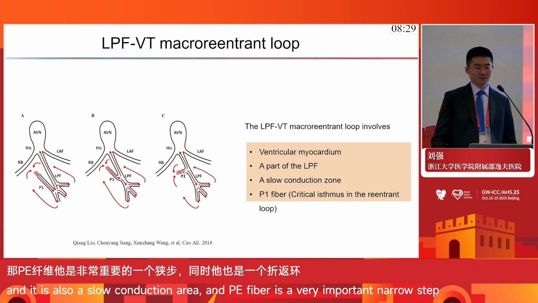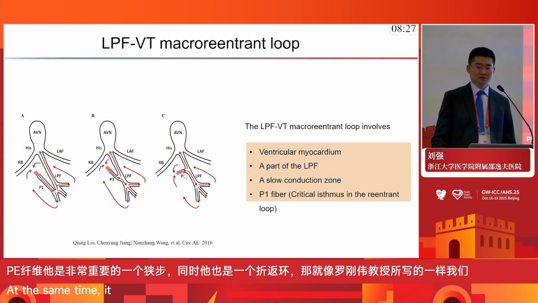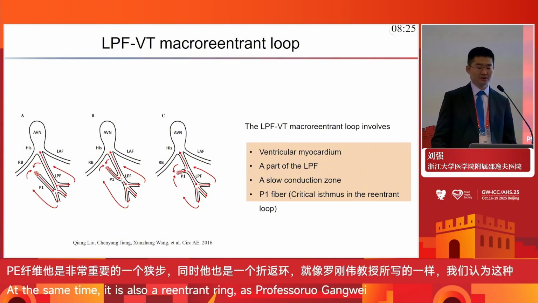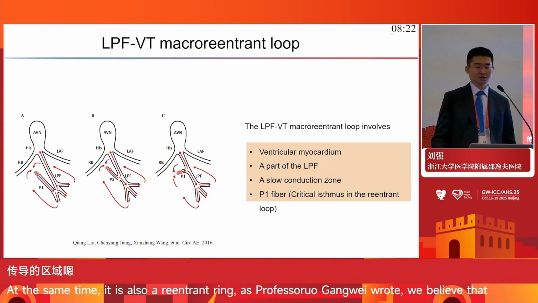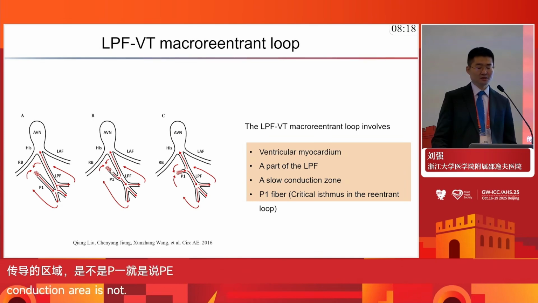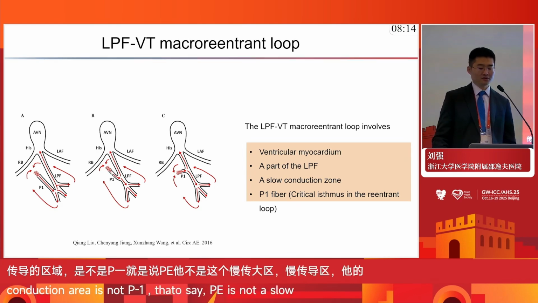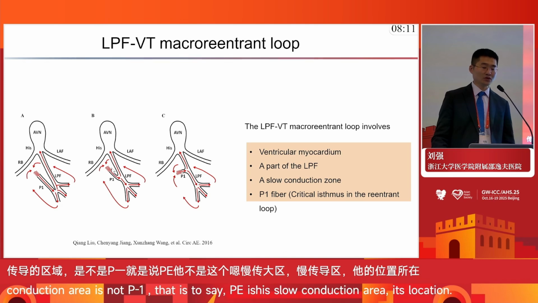We think the slow conduction zone is not in the P1 fiber, not the P1 potential. The slow conduction zone is located just under the proximal part of P1 connected with the ventricle.